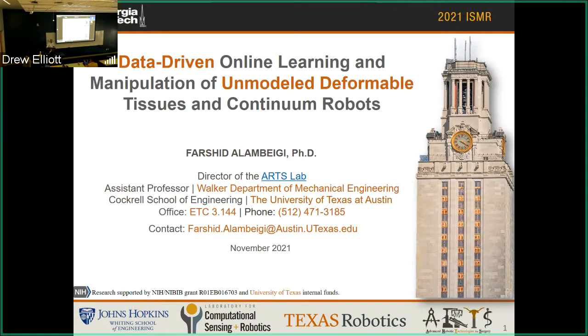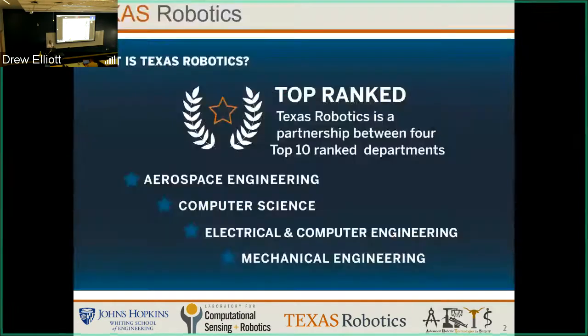Okay, cool. Hello, everyone. I'm Farshid Alambeigi. I'm an assistant professor at the University of Texas at Austin. Today I'm going to present part of my work that I did during my PhD at Johns Hopkins, and the rest is a little bit of work during the pandemic that we did at the University of Texas. In the beginning, I want to appreciate the NIH for supporting my PhD and the internal funds of UT Austin.